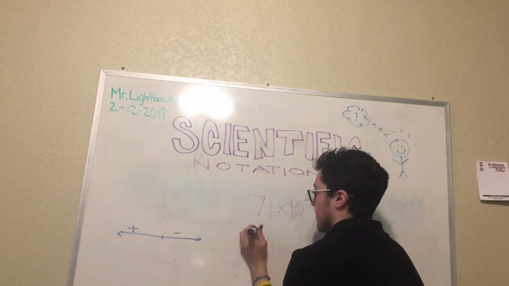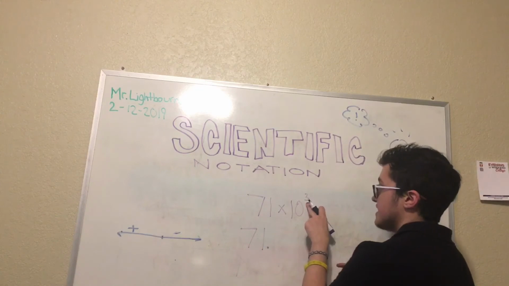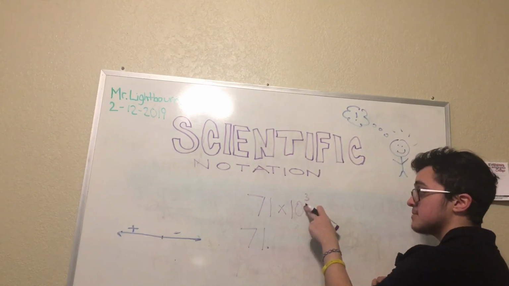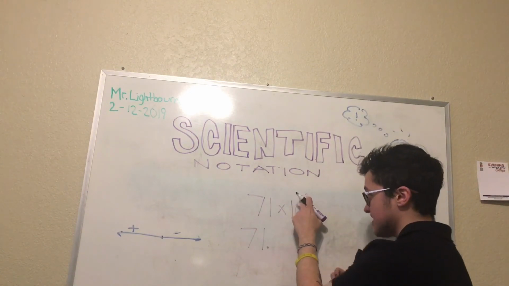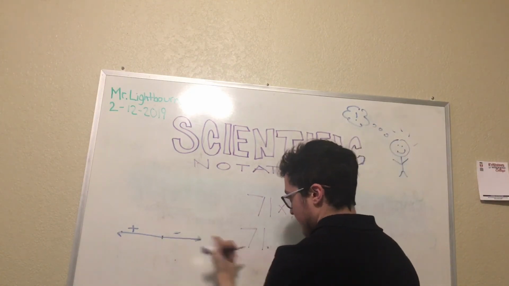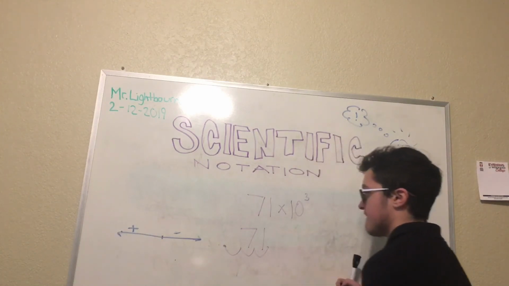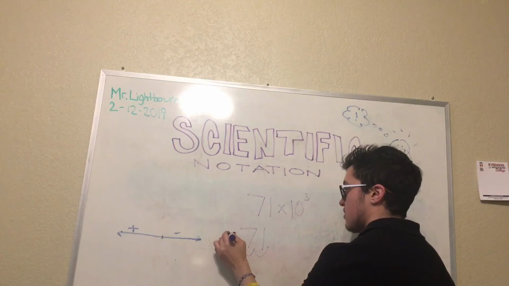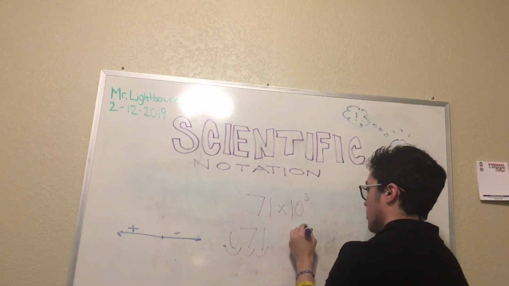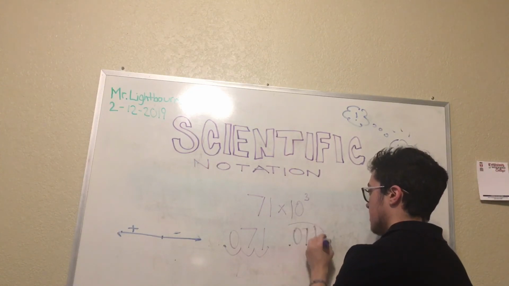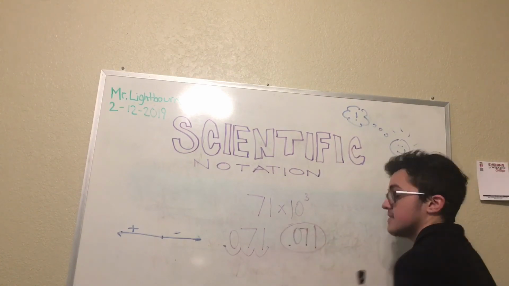Let's break it down. 71, the decimal place is right here. And this is asking me to move how many places over? 3, yeah. And since it's positive 3, we're going to be moving this way. So, 1, 2, 3. And in this place, we add a 0, which would mean 0.071 is the actual number. That making sense to everyone?